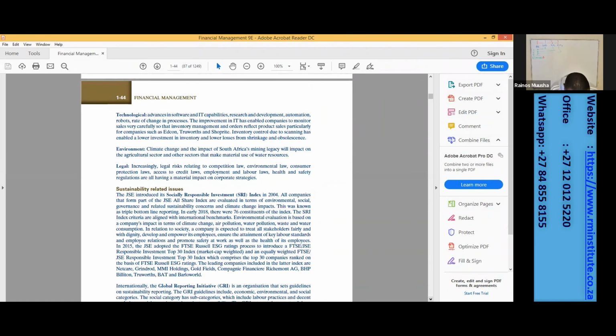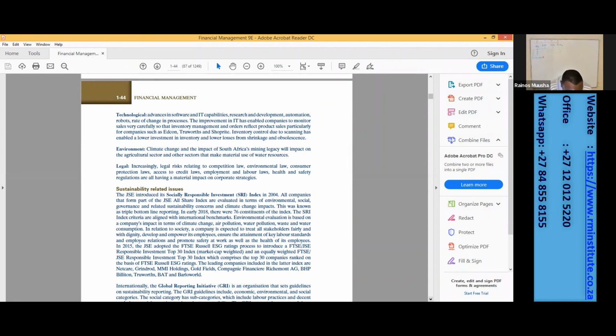Then we also look at the technological factors, which are advances in software and IT capabilities, research and development, automation, robots, and the rate of change in processes. So improvements in IT have enabled companies to monitor sales very carefully, so that investment in inventory management and orders reflect product sales, particularly for companies such as Edcon, Truworths, and Shoprite.